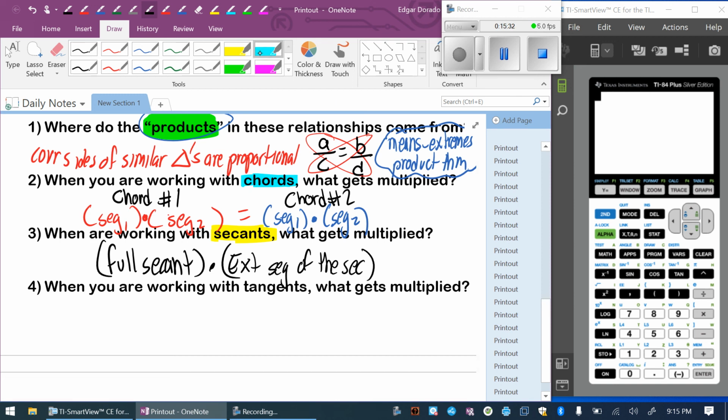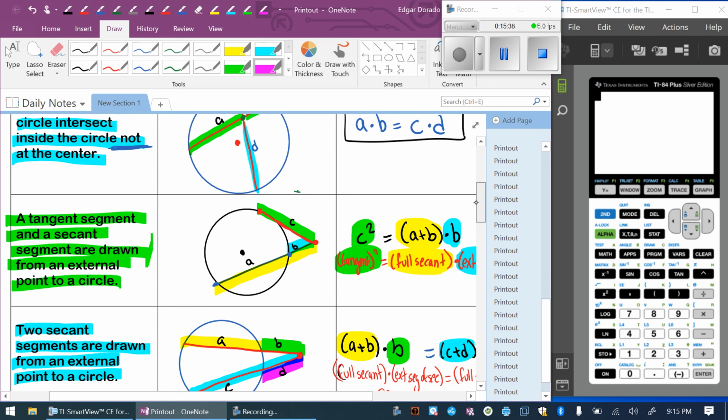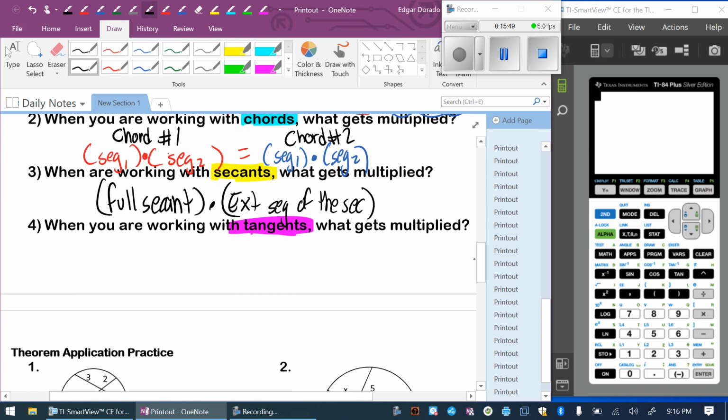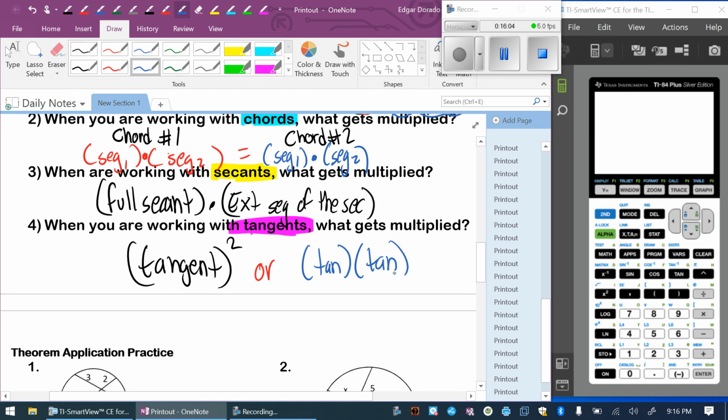Now the last one is, well, what do we do when we're dealing with tangents? Okay, and the only scenario that we had tangents for was this one right here, the second scenario. What did I do with that tangent, guys? Take a look, I basically just squared it. So whenever you're dealing with tangents, all you've got to do is square them. So tangent squared. Or if you really want to write it like this, you can totally do this: tangent times tangent. Either way is fine, guys. Just understand how this works, okay? So those are going to be formulas, guys, and I know right now they seem very abstract, like where do they come from? Why do we use these?